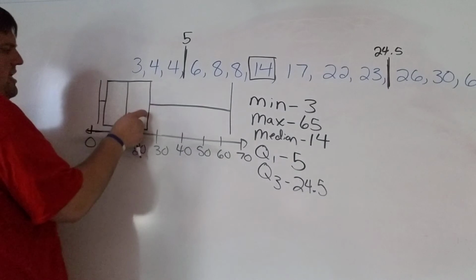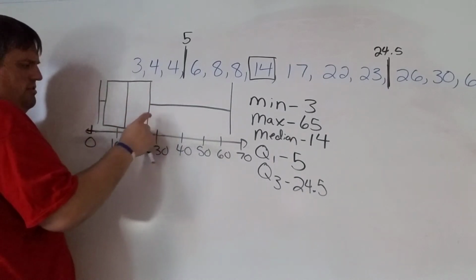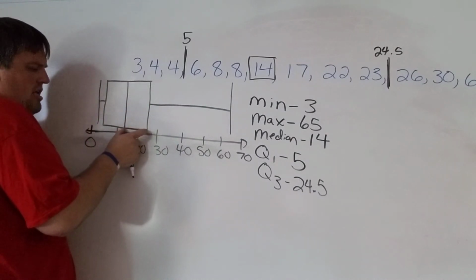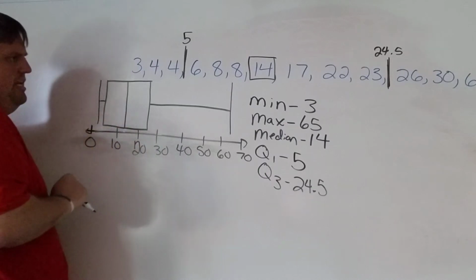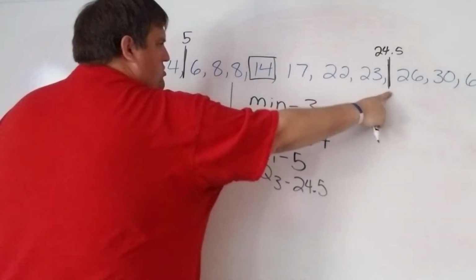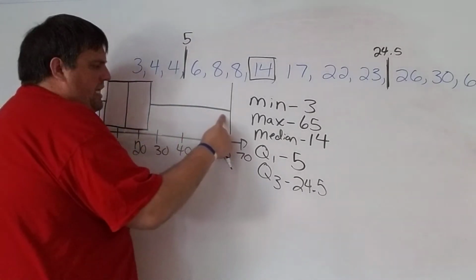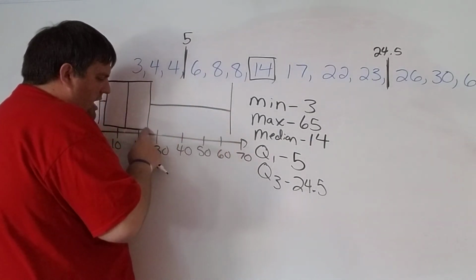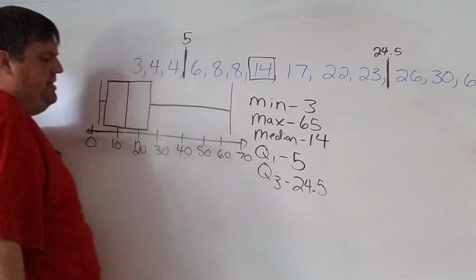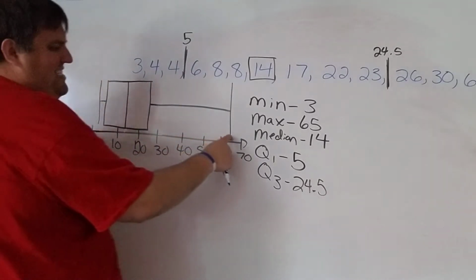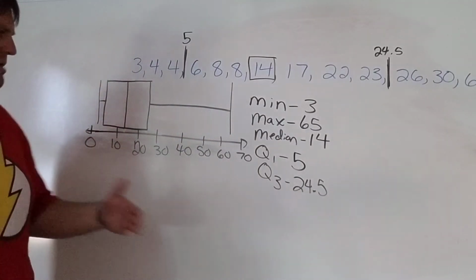And then this is the third quartile, the third quarter, if you will. 25% of my data is in between 14 and 24 and a half. And then this whisker is really long. So the last 25% of my data is in between 24 and a half and 65. Now that's a pretty big spread.